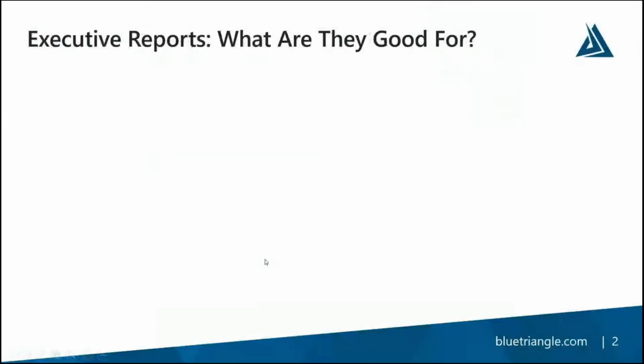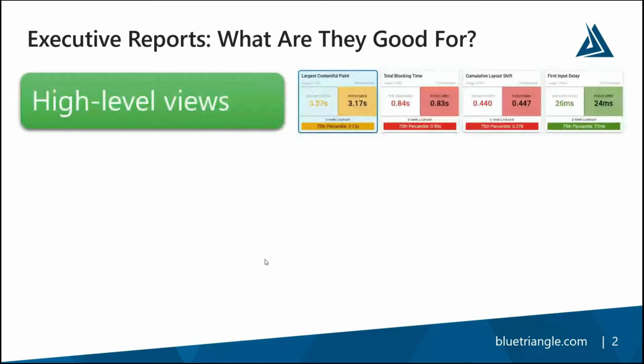The executive reports that we're going to be talking about today are ones that Blue Triangle has been putting together in Q1 and into Q2 of this year. We've started coming out with executive reports because we believe that our users need better high-level views of the data of their site. So that's one of the first things that executive reports are good for. It's one of our main prerogatives, in fact.